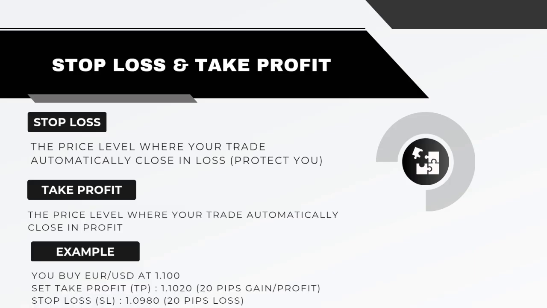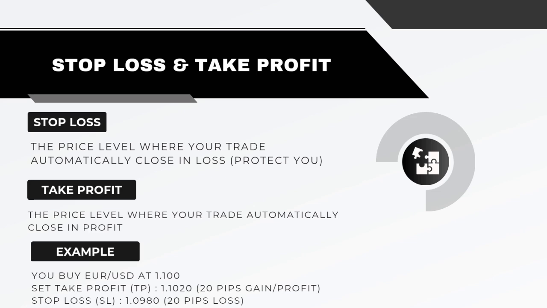from the broker. So what is a stop loss and a take profit? Stop loss is the price level where your trade automatically closes in loss. It protects you from a stop out and prevents you from blowing your account. Then what is a take profit? Take profit is where your trade automatically closes in profit. For instance, you buy EURUSD at 1.1000. You set your stop loss at 1.0980, and you set your take profit at 1.1020.